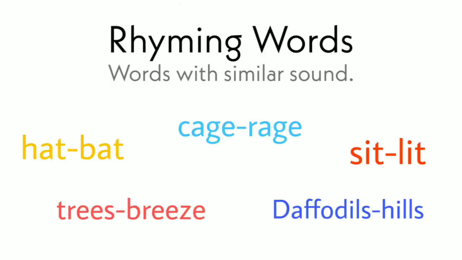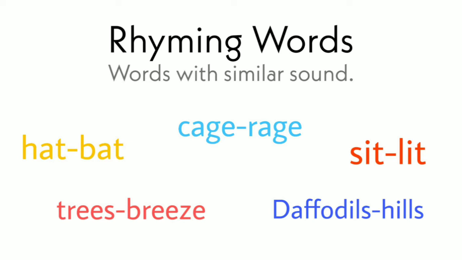Okay, let's move on to the next part. So, rhyming words. What are rhyming words? When we have 2 words that sound similar, they may have different spelling, but the pronunciation is the same. Look at the examples. Hat, bat, cage, rage, sit, lit, trees, breeze, daffodils, hills.